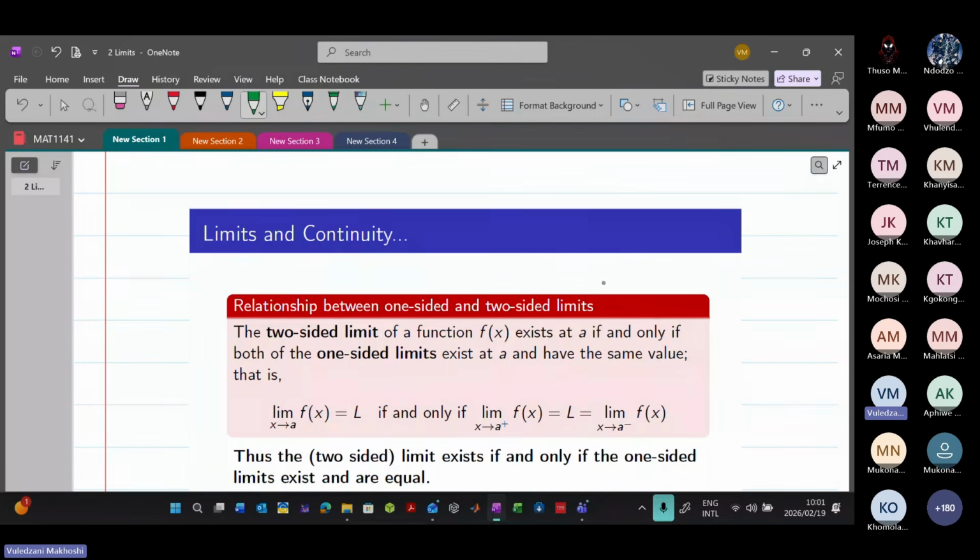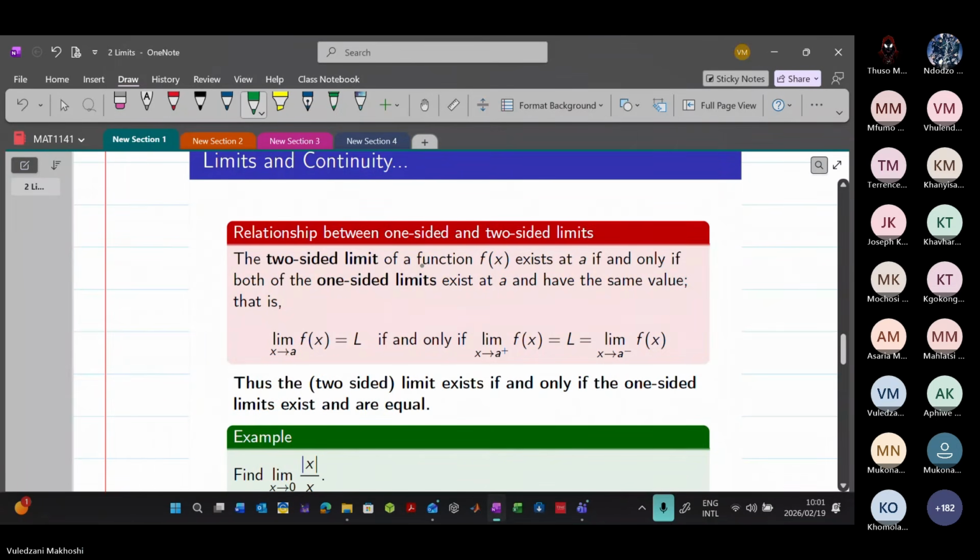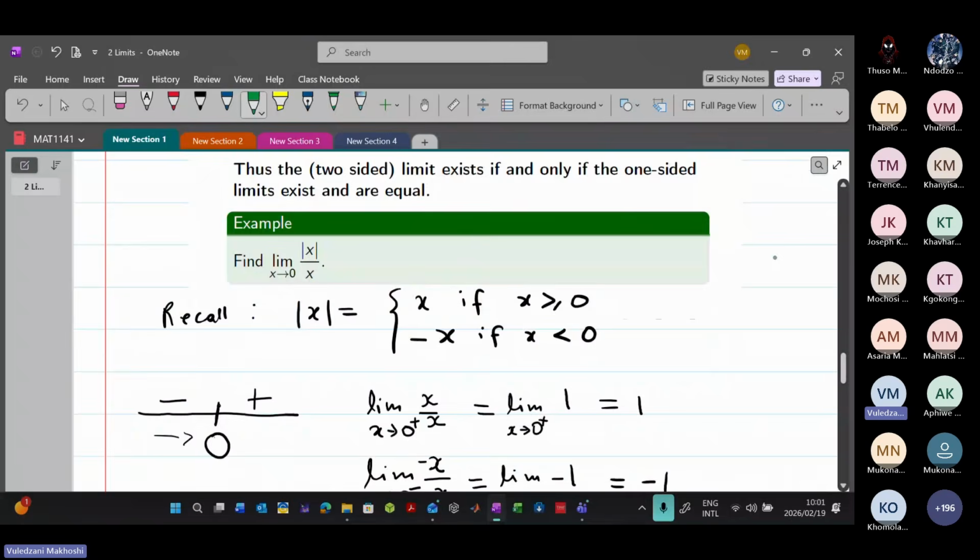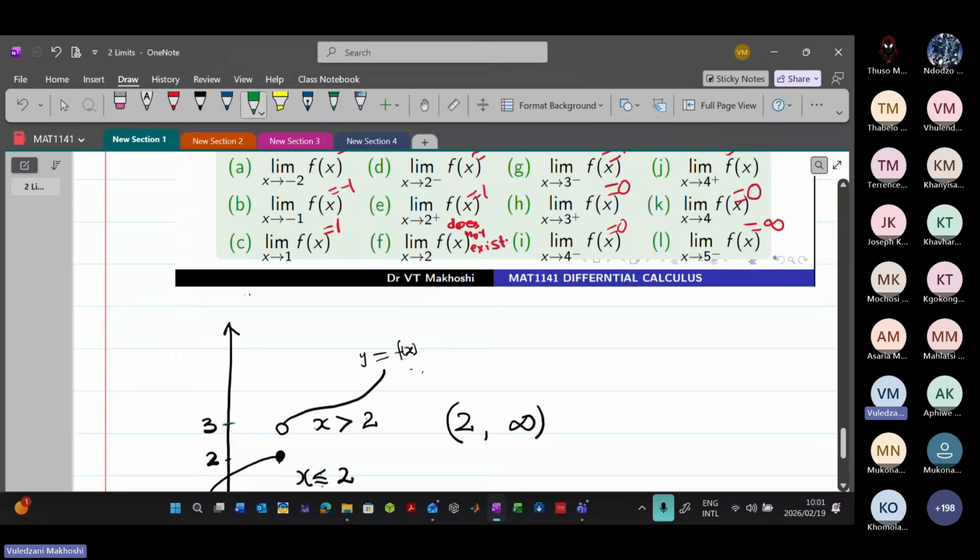And the main thing that we learned from this is that for a two-sided limit to exist, both the one-sided limits must exist and they should also be equal. So if the one-sided limits exist but are not equal, then we end up saying that the two-sided limit does not exist.